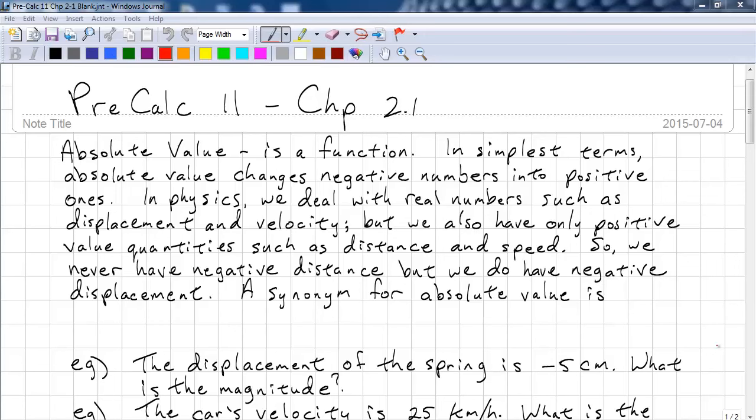This is PreCalc 11, Chapter 2.1. This time we're going to look at the absolute value. It's a function. And in simplest terms, absolute value changes negative numbers into positive ones.